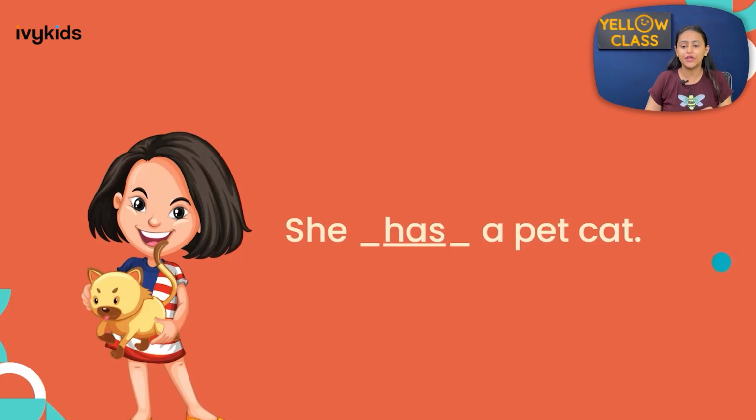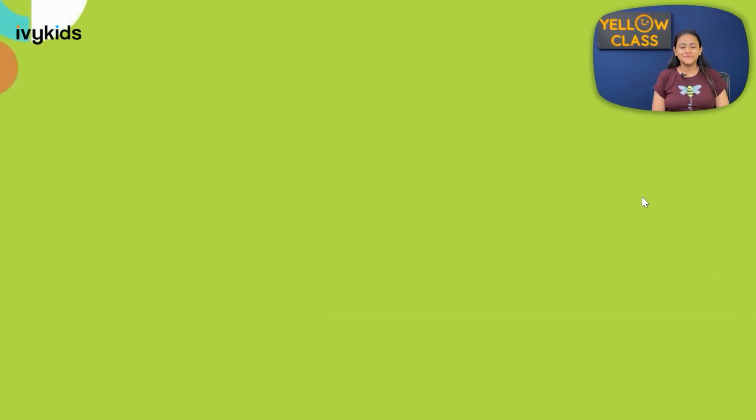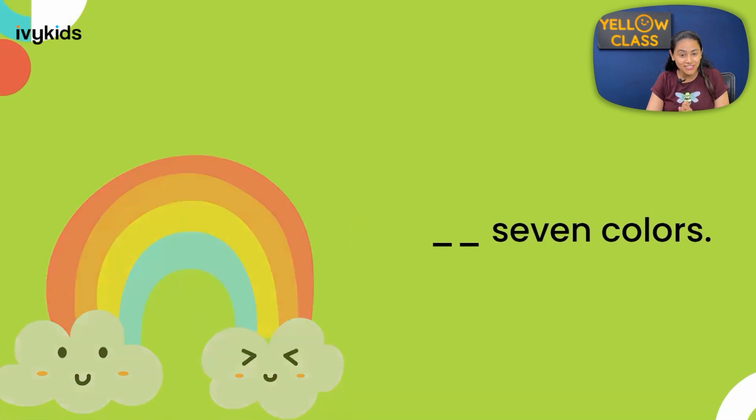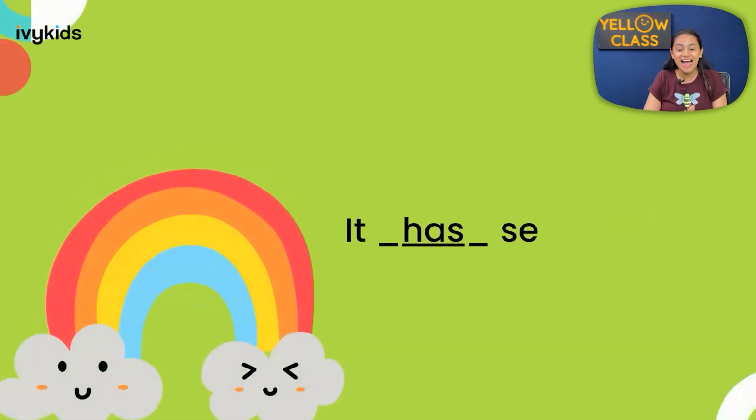Right? Moving on to the next one. It dash 7 colors. We are using this word it, the subject it, for rainbow. So rainbow dash 7 colors. How many colors are there in rainbow? So it has, yes everyone, share the answers. It has 7 colors. Great.